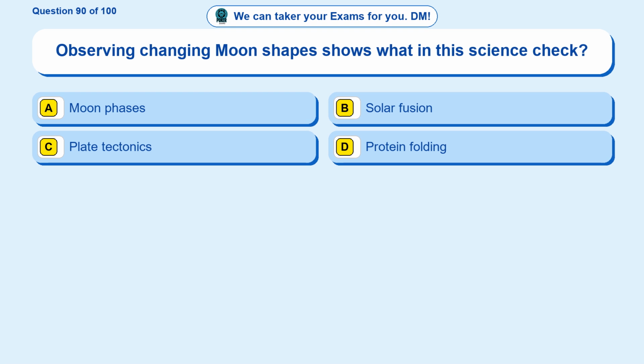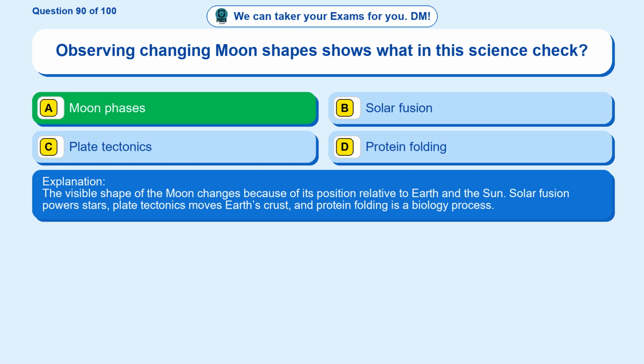Question 90. Observing changing moon shapes shows what in this science check? Option A, moon phases. Option B, solar fusion. Option C, plate tectonics. Option D, protein folding. The correct answer is option A. Moon phases. The visible shape of the moon changes because of its position relative to Earth and the Sun. Solar fusion powers stars, plate tectonics moves Earth's crust, and protein folding is a biology process.